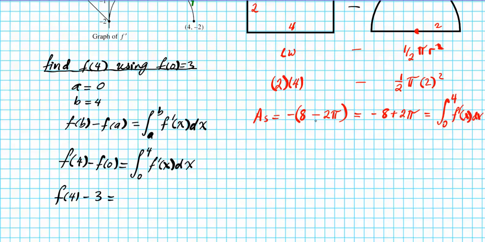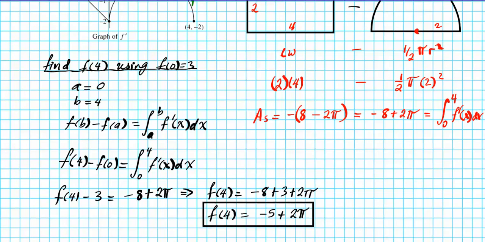I chose to do it in this manner because I don't want to confuse the signs, especially when it involves multiple expressions. Just find the area and then put a minus in front. You could do that. So if I insert it here, I will have negative 8 plus 2 pi. In order to get f of 4 isolated, you just simply add 3 to both sides. So f of 4 is negative 8 plus 3 plus 2 pi. And your final result, f of 4 is equal to negative 5 plus 2 pi. Don't forget to box your final result.